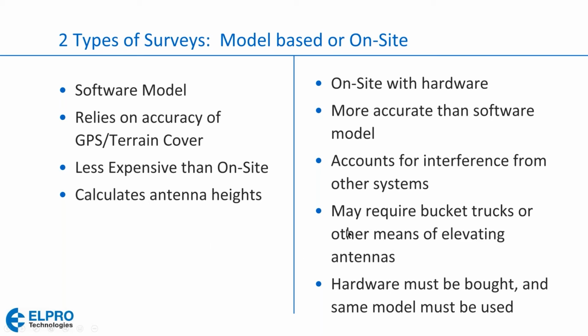A lot of times we'll actually do both types of surveys. We'll do a Pathloss software model to see if the radio link is even feasible, whether we're in the right ballpark or not. And then at a later point, we will go out and actually test these and make sure that the software model is accurate and reflects real world conditions.